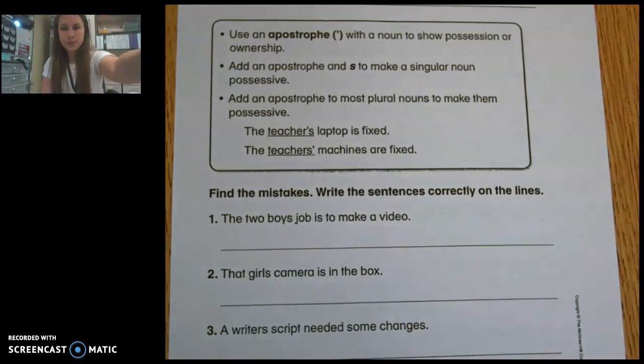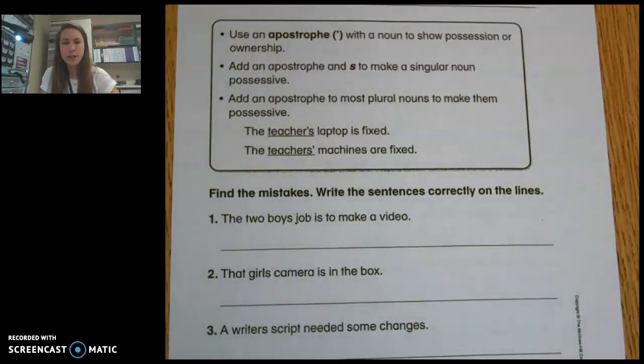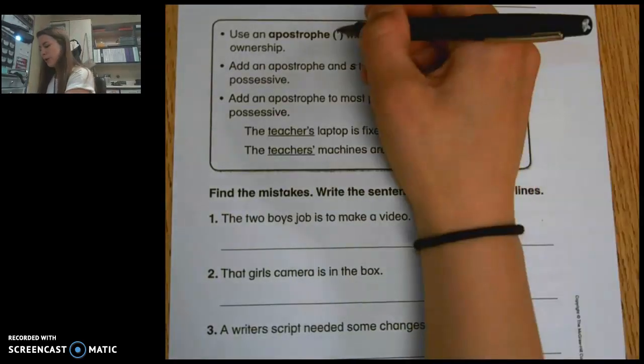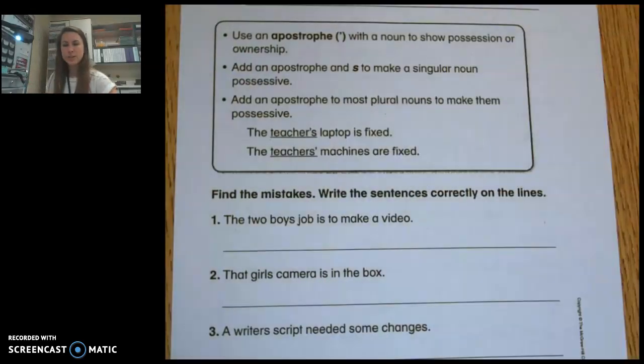Friends, for grammar this week, we are going to be looking at apostrophes with a noun to show possession or ownership, meaning that we are saying that something belongs to someone else. Remember, an apostrophe goes up in the air. It's the same thing that we use in contractions when we are putting two words together. And now we are going to use apostrophes to show that possession or that belonging to someone.